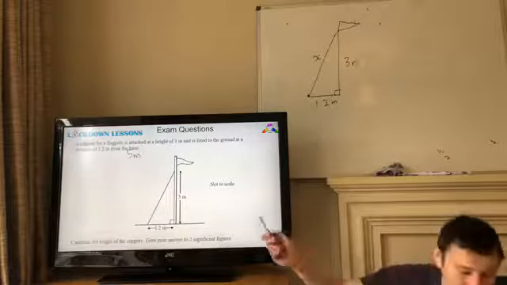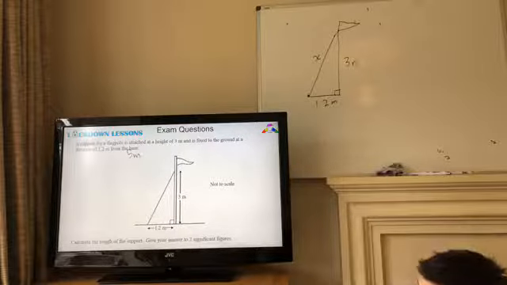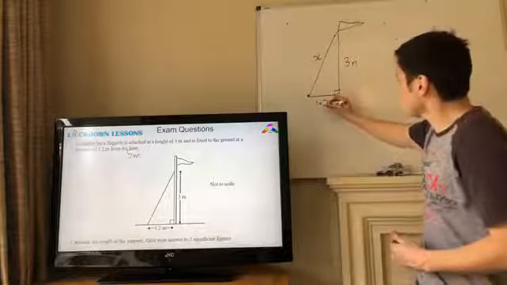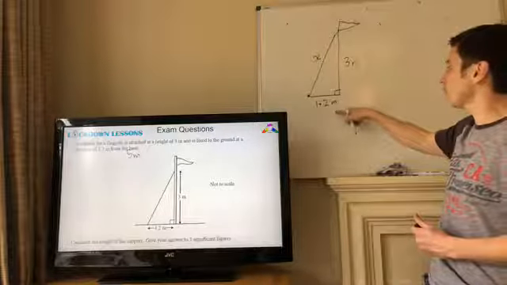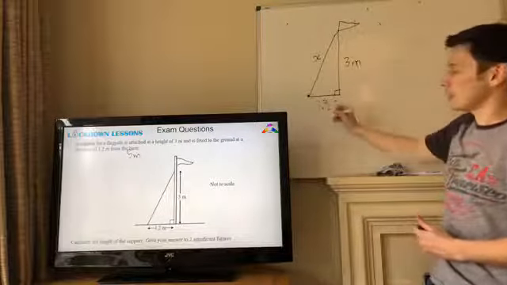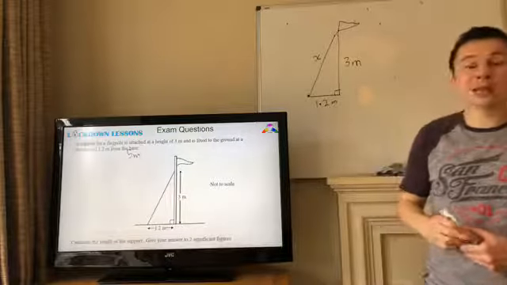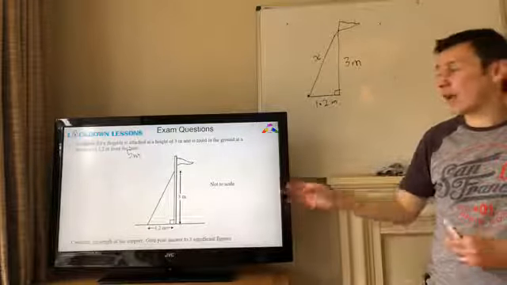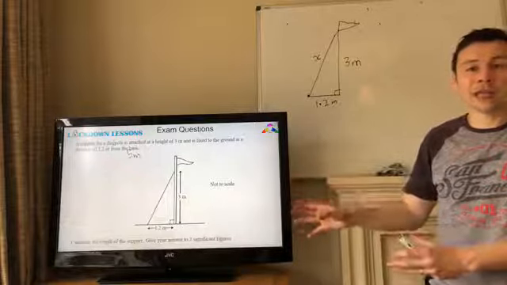If you have finished that one already, please, that's definitely 1.2 at the bottom as well, not 12, 1.2 metres. If you have finished that one as well, please have a go at the other two on that sheet that I've attached to the page.